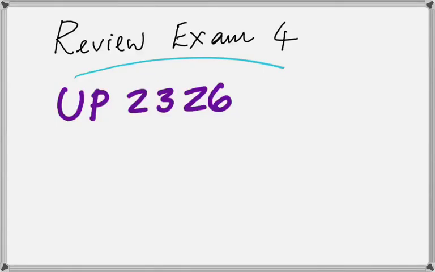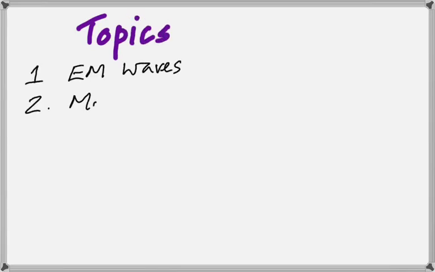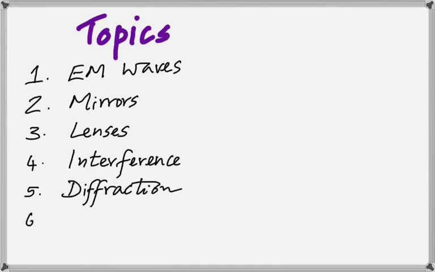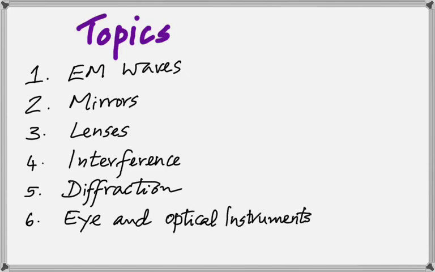So here is the review for exam 4, and the topics are, as you had seen a minute back: electromagnetic waves, which was not on the last exam, so that will be on this one. Mirrors, lenses, interference, diffraction, and the eye, by which I mean the defects of the eye and how they can be corrected, and optical instruments. I think we basically focused only on a telescope.